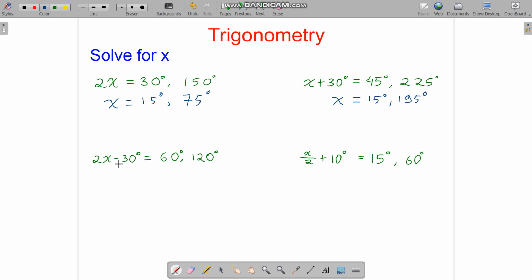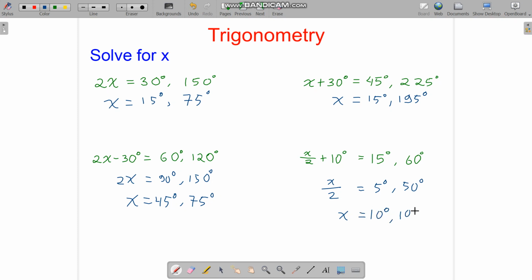Okay, and here we have to add 30 degrees and then divide by 2 for the final answer. And here we have to subtract 10. Remember, we subtract, we don't add, of course. And here we multiply by 2, so we get the final answer.